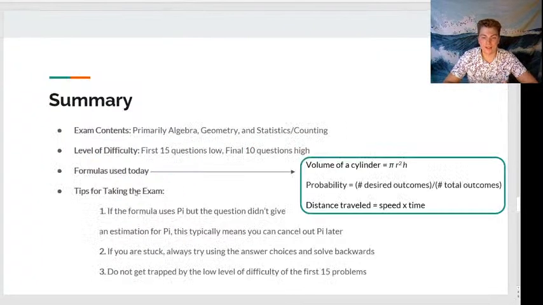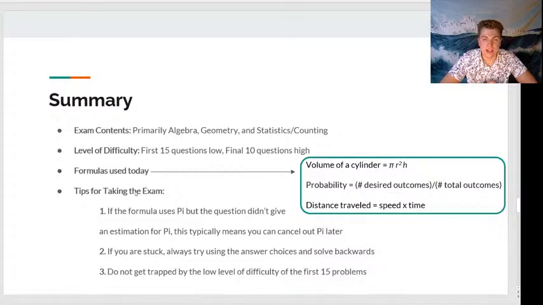Okay, awesome. So just a quick summary of what we did today. We covered the exam contents, which remember was primarily geometry, algebra, and then statistics and counting. We talked about the level of difficulty of the exam, which is lower for the first 15 questions, and then significantly higher for the last 10 questions. So the last 10 questions get pretty hard, for sure. Some formulas we used today were the volume of a cylinder, our formula for probability, and the distance traveled. You'd want to know a lot of different geometric shapes, areas, and volume formulas, and then these two, probability and distance formulas, are very useful.